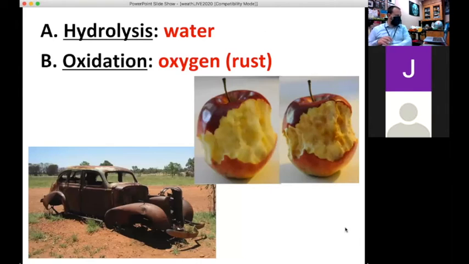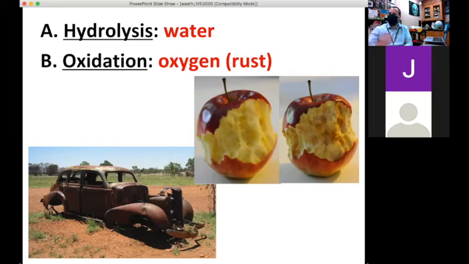All right, so let's look at a couple of reactions that happen. I just mentioned rain, water. The fancy science word for a reaction, a change with water, is called hydrolysis. Next up, we've got oxidation.